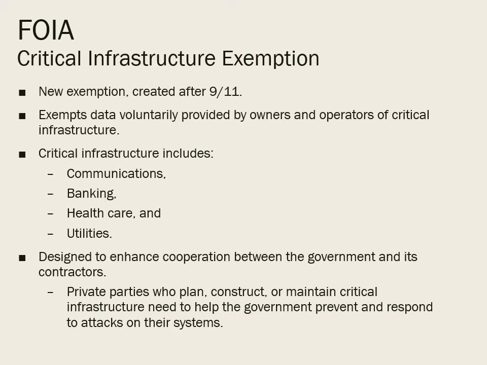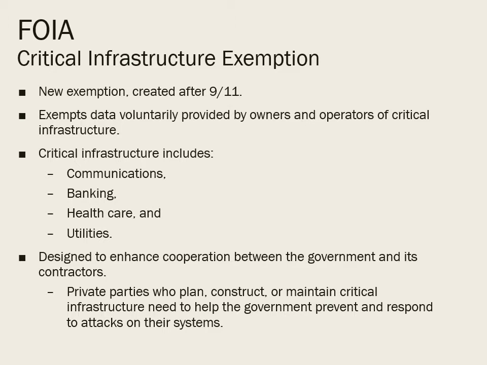Okay, so the first important one for our purposes is the critical infrastructure exemption. This is a new exemption in the life of FOIA. All of the other FOIA exemptions have been around since FOIA became a law, but the critical infrastructure exemption was created after the September 11th terrorist attacks in 2001. This exempts from disclosure any data that owners and operators of critical infrastructure have voluntarily given to the government, and this includes private infrastructure.